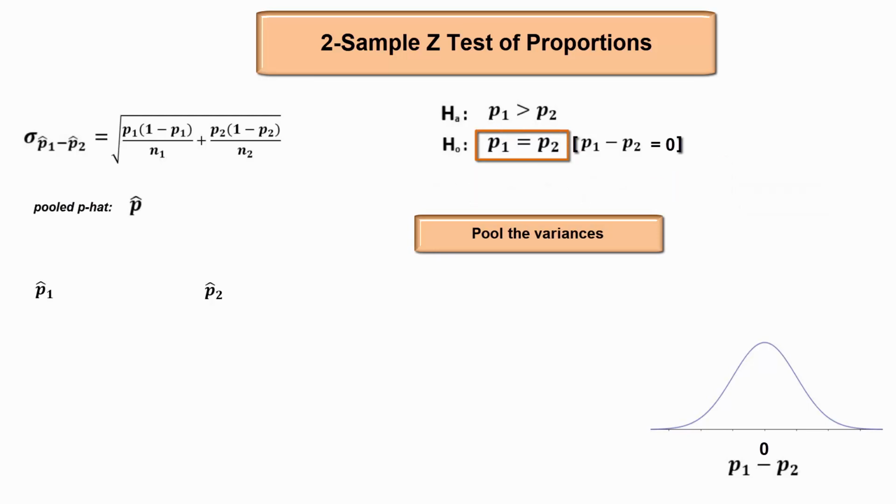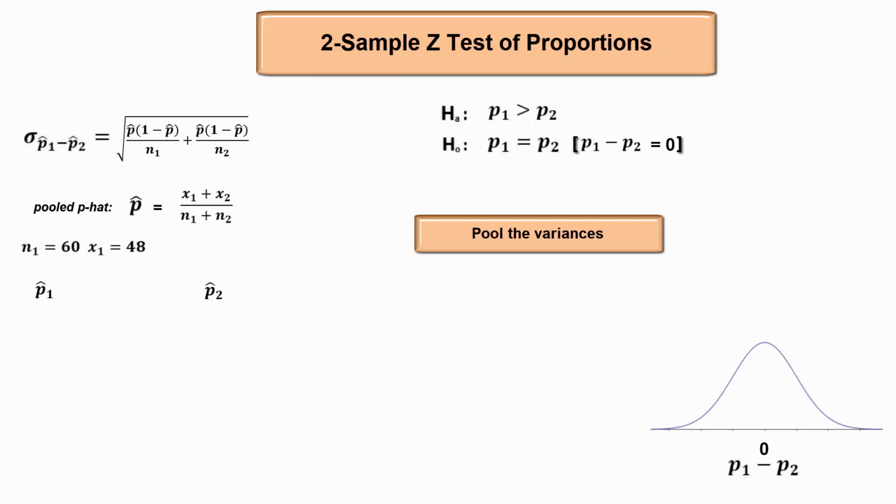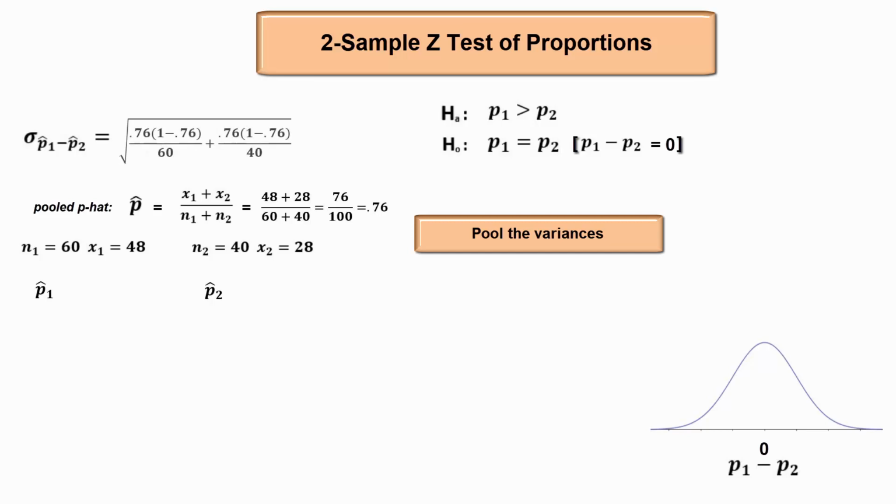We assume the null is true that both population proportions are equal, which is pretty much like sampling from the same population. So we merely combine our two samples into one pooled sample and use this pooled p-hat as our estimate of what the same population proportions would equal. For example, if one sample of 60 had 48 successes and the other sample of 40 had 28 successes, our pooled p-hat would equal a combined 76 successes out of a total of 100 observations. Our pooled p-hat would equal 0.76. We'd use this value in the standard deviation formula.